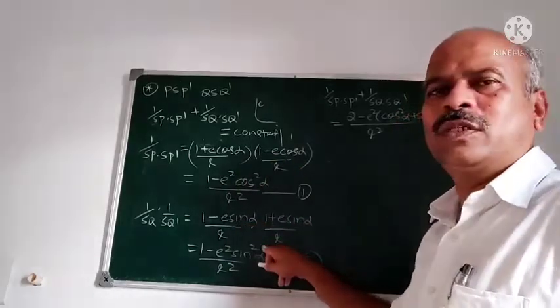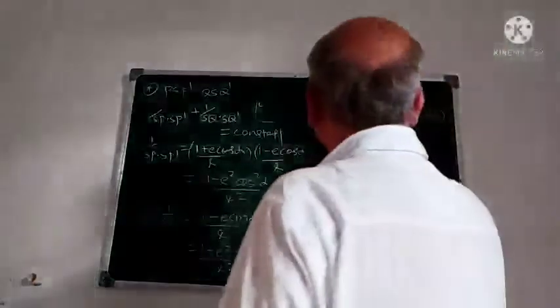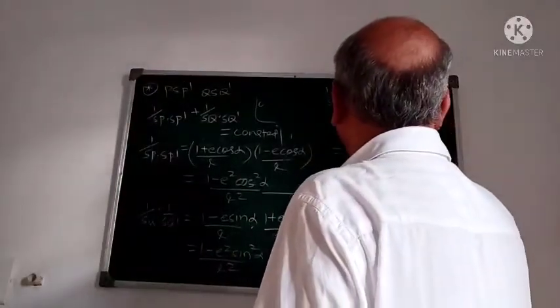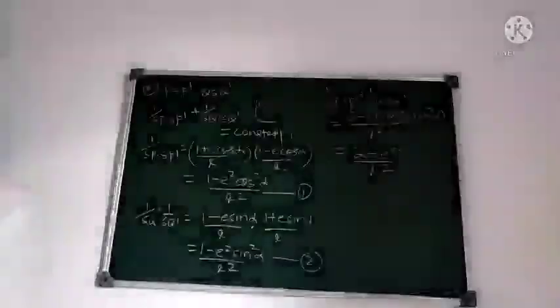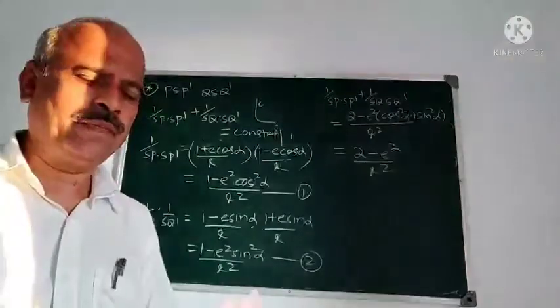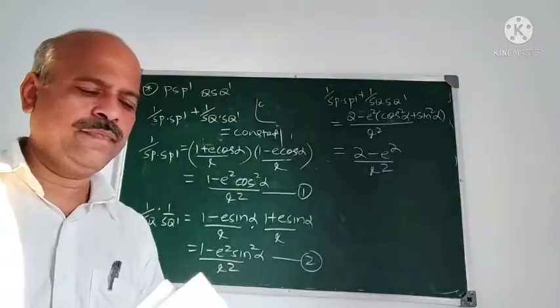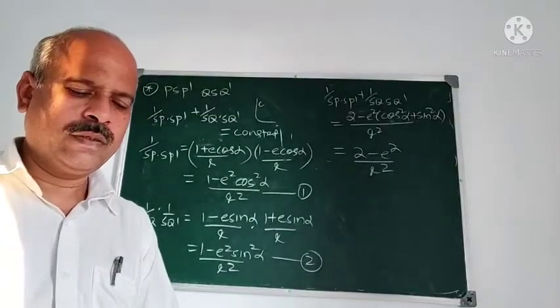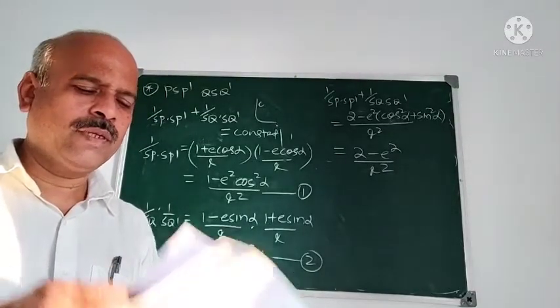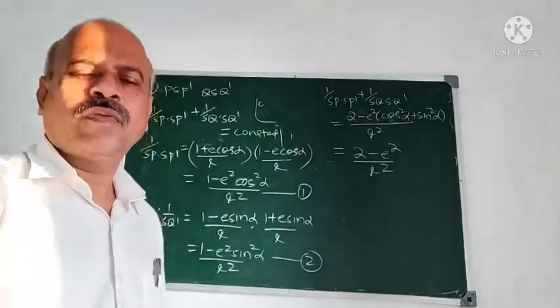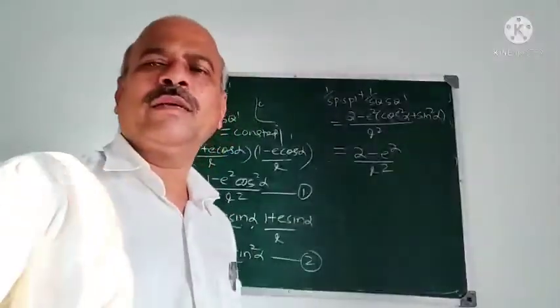Similarly, SQ dash. Now, if you simplify, 2 minus e square upon l square. It is constant. This is constant. Now some problems of different types are left. I continue that in the next video.